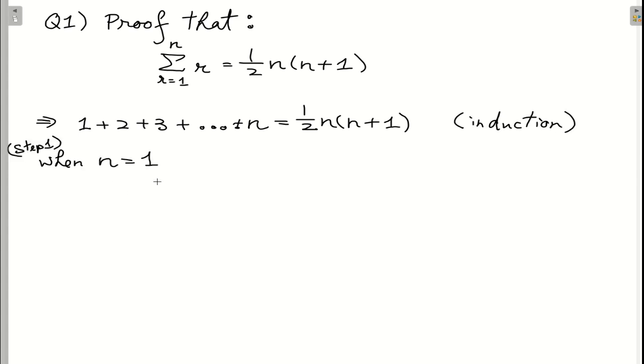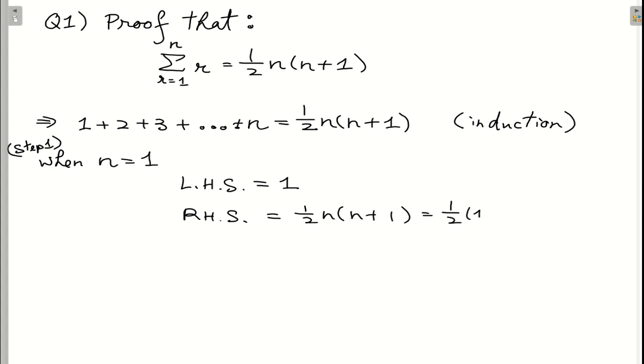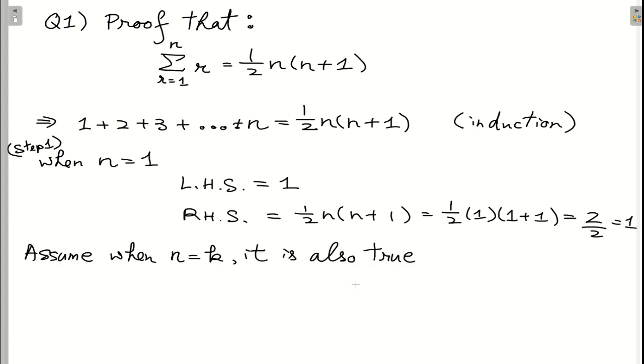Step 1. When n equals 1, the left-hand side is equal to 1, and the right-hand side is equal to half n times n plus 1. This is half of 1 times 1 plus 1, which is half of 2, equal to 1. And we assume that this is also true when n equals k, and then we have 1 plus 2 plus 3 up to k is equal to half k times k plus 1.